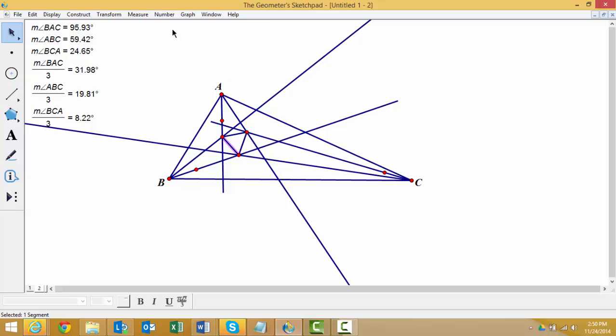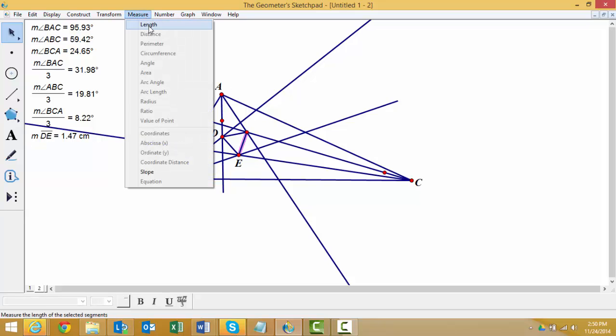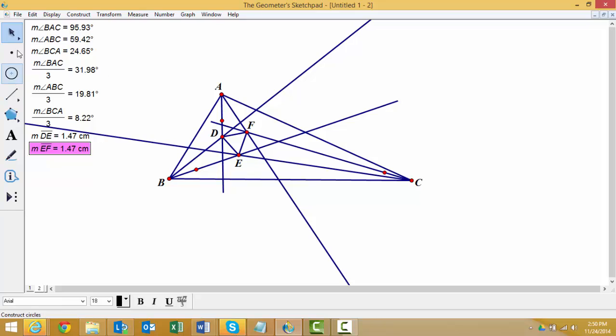So now I want to measure the length of that. Okay, got it there. And similarly, I need to get the measure of that, and that. Got that, okay? So now I've got all the three measures of the DEF. You see that all the three measures are exactly the same. So DEF is an equilateral triangle, okay?